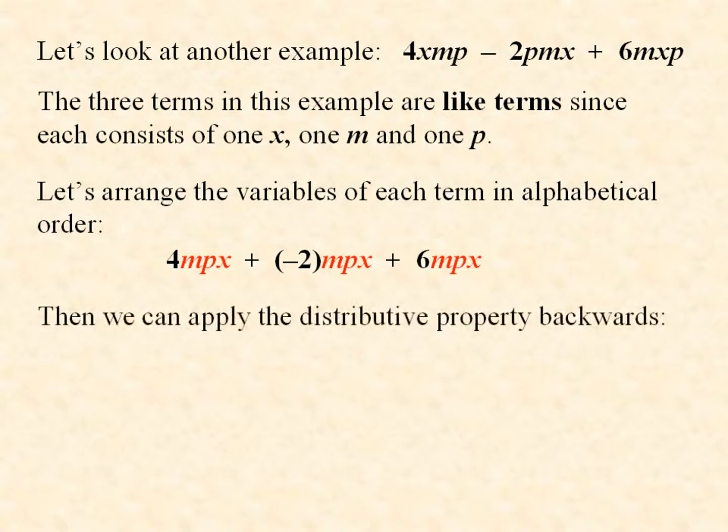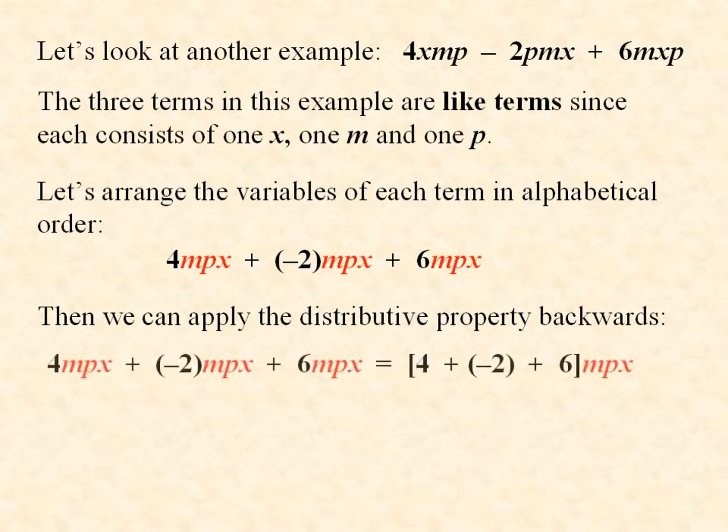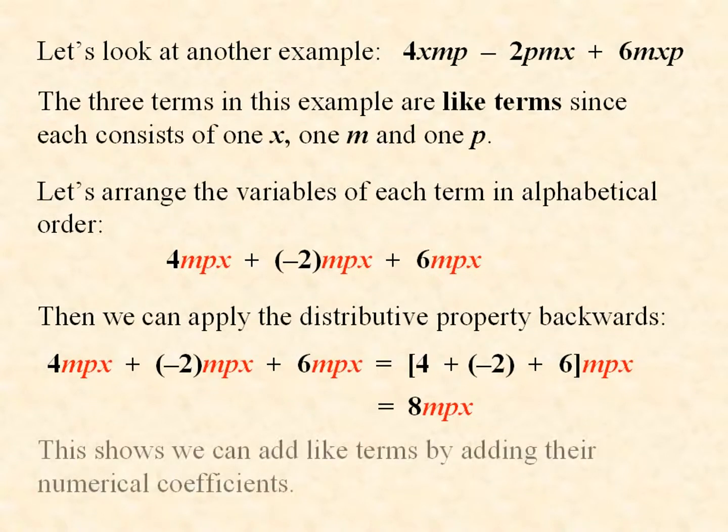We can apply the distributive property backwards. That expression is the same as 4 plus negative 2 plus 6 times mpx. But 4 plus negative 2 plus 6 is equal to 8, so the expression is equal to 8mpx. This shows we can add like terms by adding their numerical coefficients.